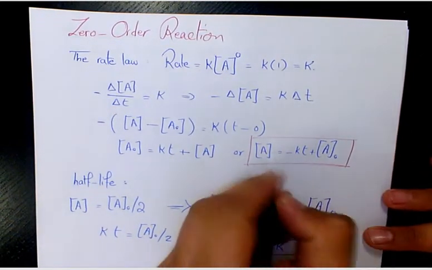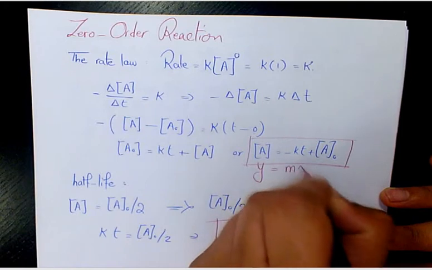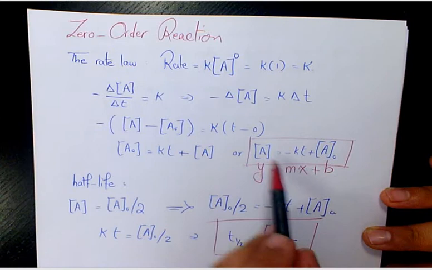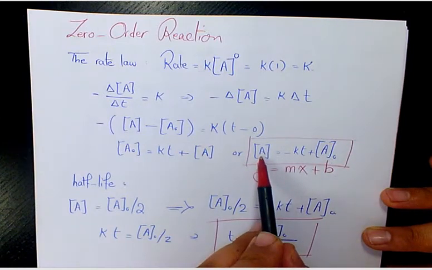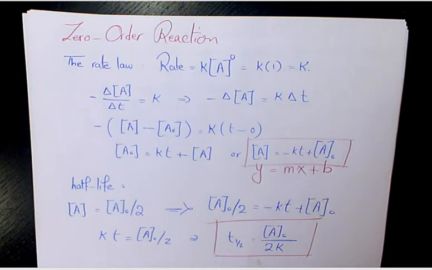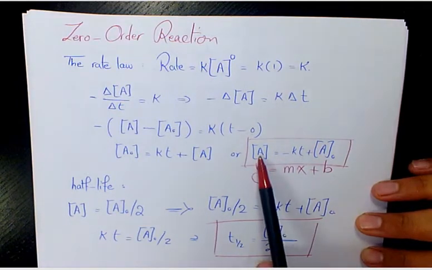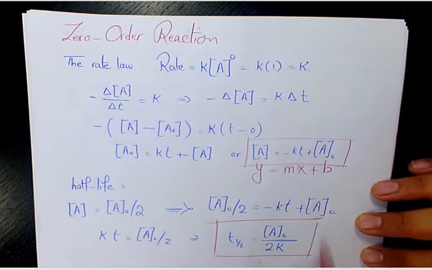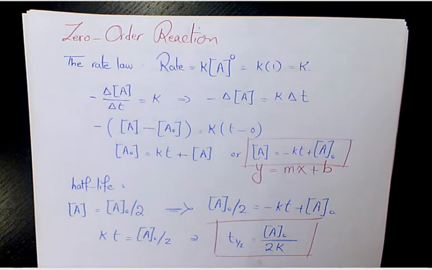As you compare it with the linear function y equals mx plus b, when you graph the concentration of A with respect to time, if you are dealing with a linear condition, meaning a straight line, it means that you are dealing with a zero order reaction. So I repeat it again. When you graph the concentration of reactant with respect to time and you get a straight line, it means that you are dealing with a zero order reaction.